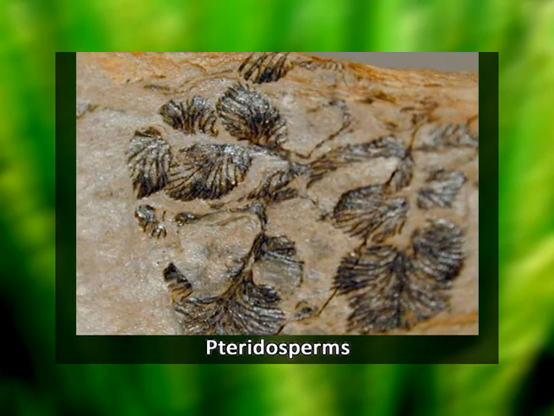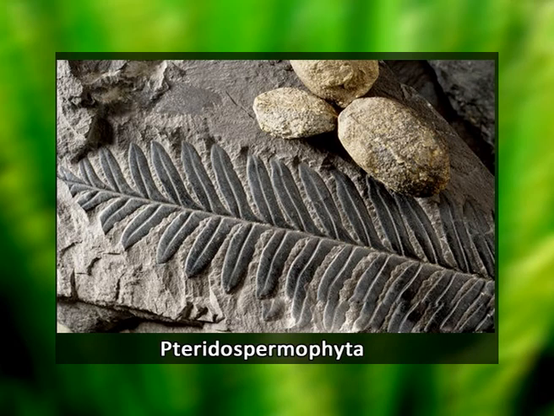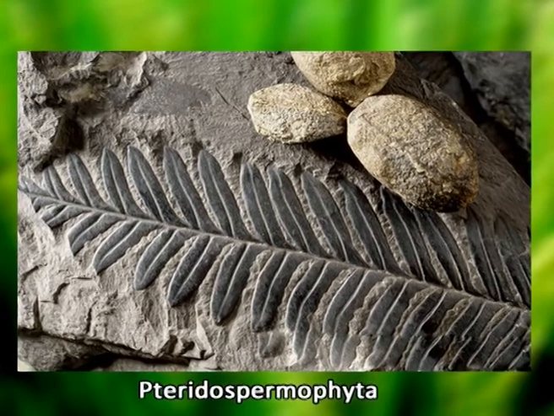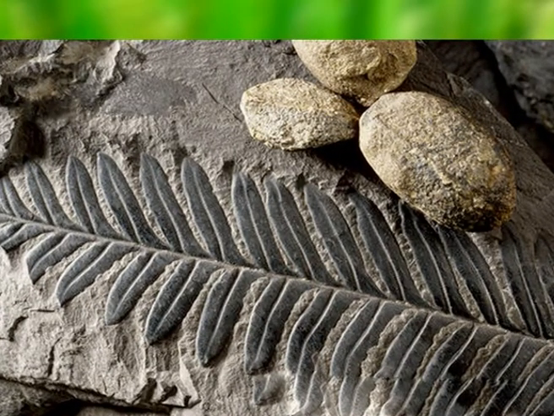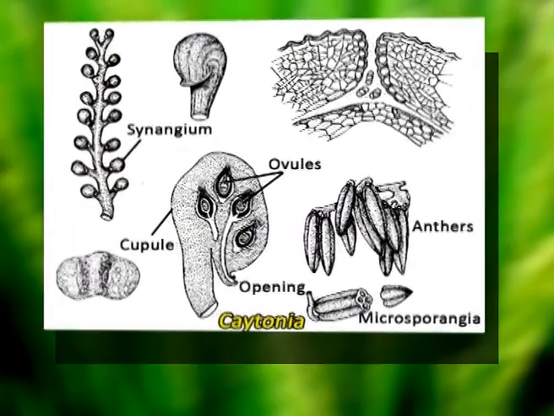extinct Mesozoic Pteridosperms. The Pteridosperms, also sometimes called seed ferns, were a group of Mesozoic fossil plants that possessed seeds. They had seeds, but their leaves were just like ferns. Some of the members in the Pteridosperms may represent possible Angiosperm progenitors. One such fossil taxon that best exemplifies a possible transition to angiosperms is named Caytonia.